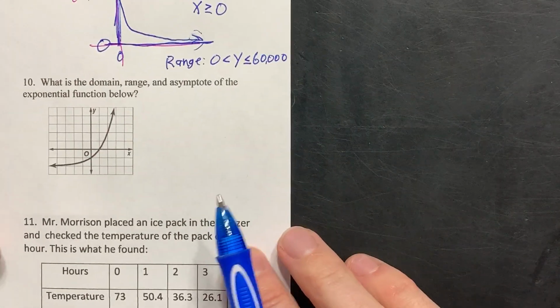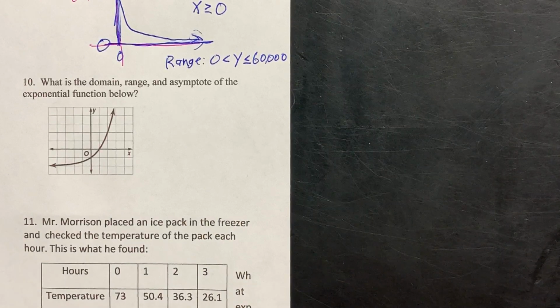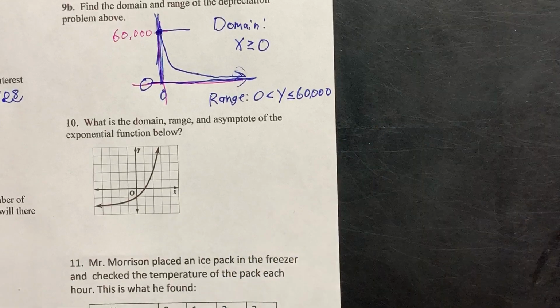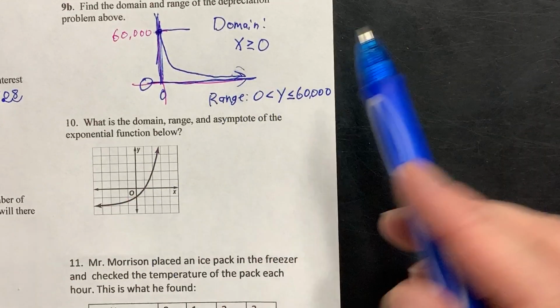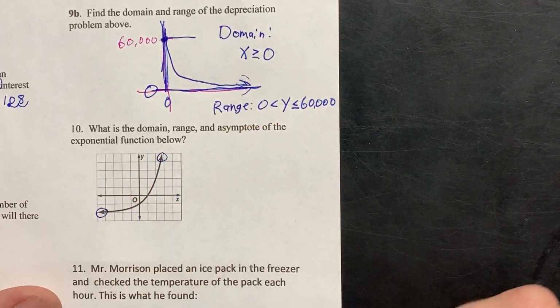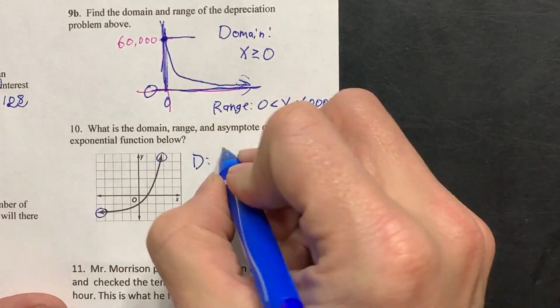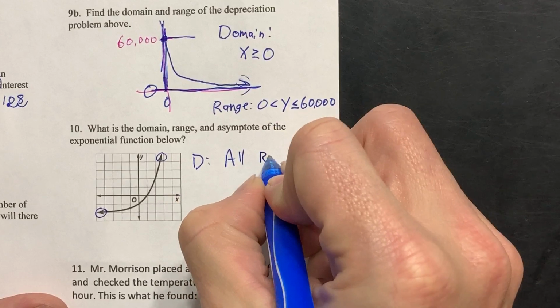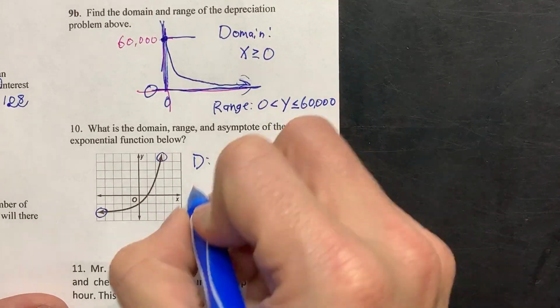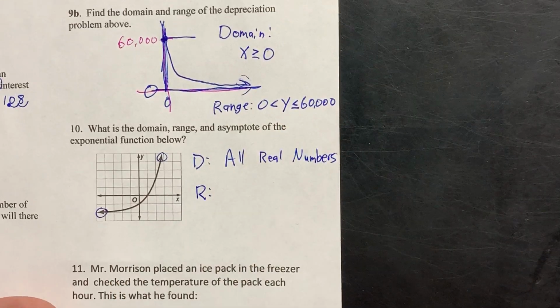Number 10, what is the domain, range, and asymptote of the exponential function below? So here we are looking at all the negatives. There's no reason to ignore them because they don't tell me to ignore them. So domain, left to right. It goes forever in both directions. So domain is all real numbers. The range is bottom to top.